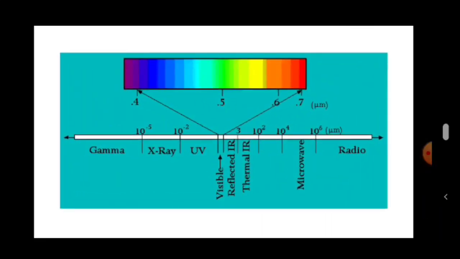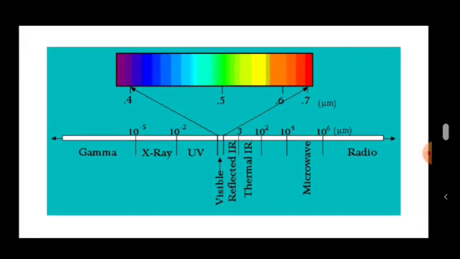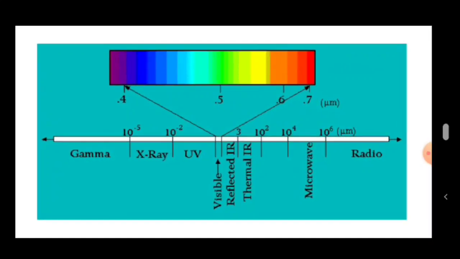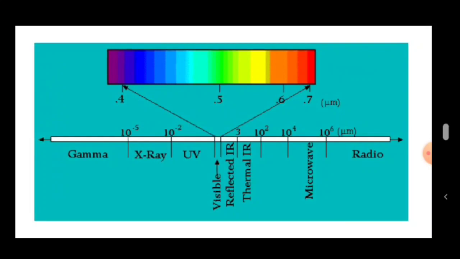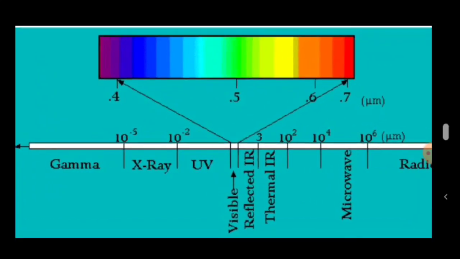Here you see the electromagnetic spectrum: gamma, X-ray, UV, from shorter wavelengths to longer wavelengths, and also the visible range, which covers approximately 0.4 micrometers to 0.7 micrometers. Let's talk about gamma here a bit.